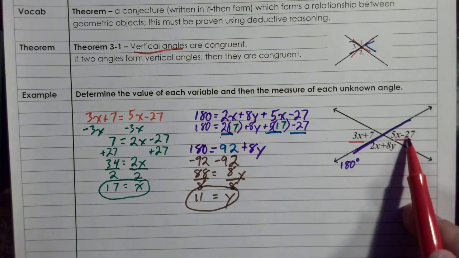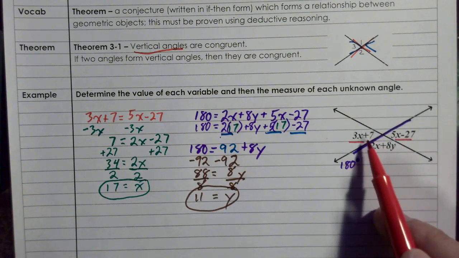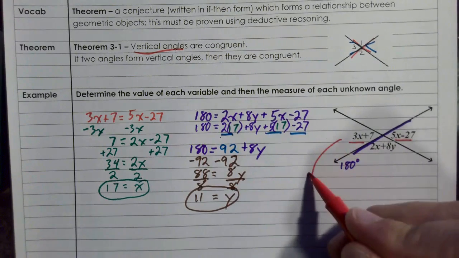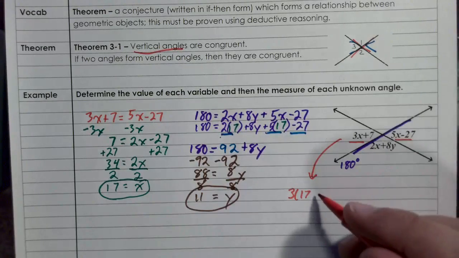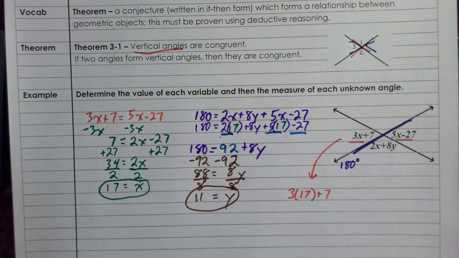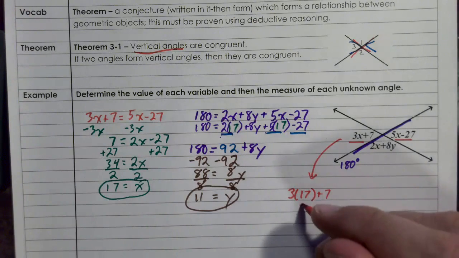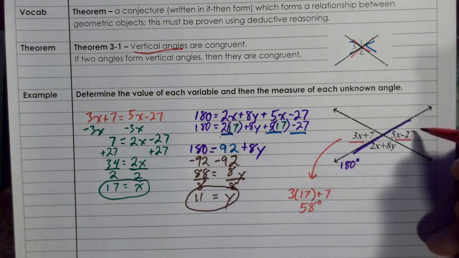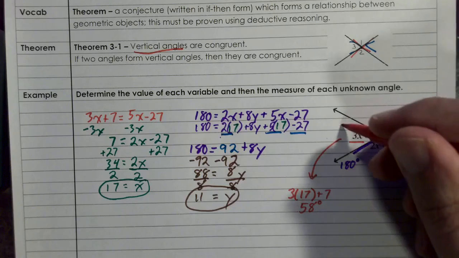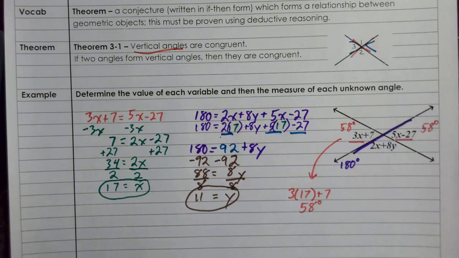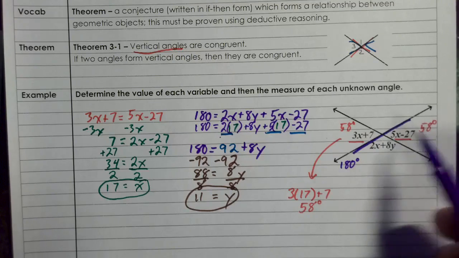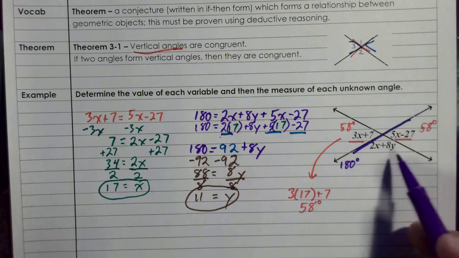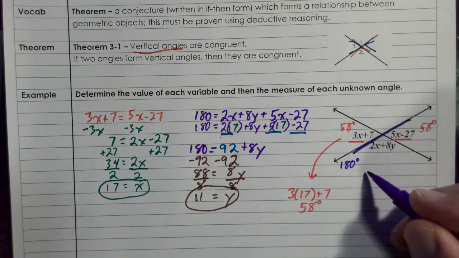Now, fortunately, these two are the same, so I could do either one. I'm going to do this one. So this angle here is 3 times our 17 that we got from over here, plus 7. 3 times 17 plus 7. Putting that in my calculator, I got 58. So this angle is 58 degrees, and this angle over here should also be 58 degrees. Great. Now I know that this last set makes 180, so I could take that 58 and subtract it from 180, but I'm also going to double check it by plugging in our values.